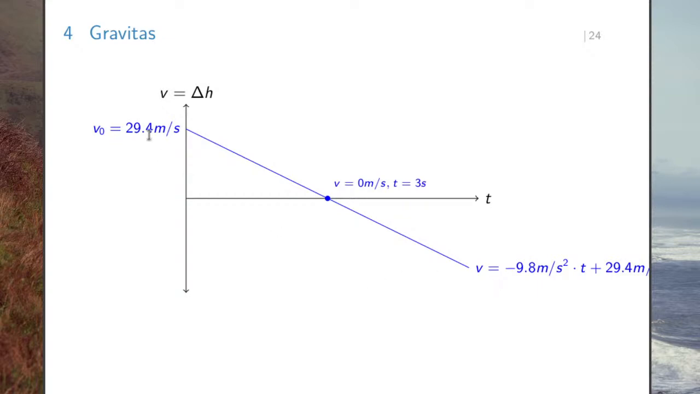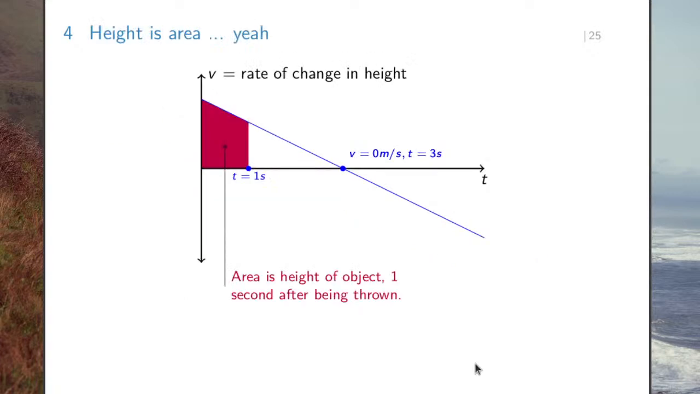Anyway, we know that if we have an initial upward velocity of 29.4 meters per second, 3 seconds later the velocity will be 0, and at this point in time the ball will have achieved its maximum height. So this is the max height moment. And my claim is that the area underneath the curve here is the key to figuring out how high the ball has gone.